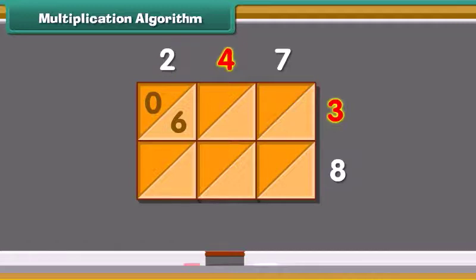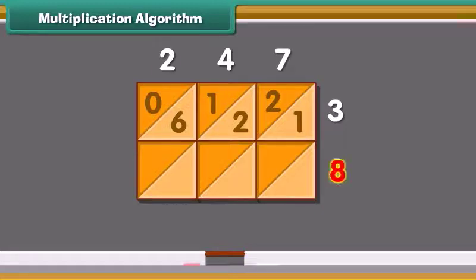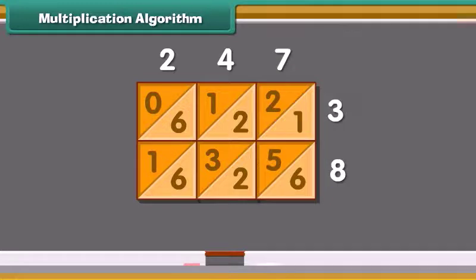Then multiply 4 by 3. 4 threes are 12. Write answer in the box. Now 7 threes are 21. Similarly, 8 twos are 16. 8 fours are 32. And 8 sevens are 56. Now start at the bottom and add down the diagonal strips.